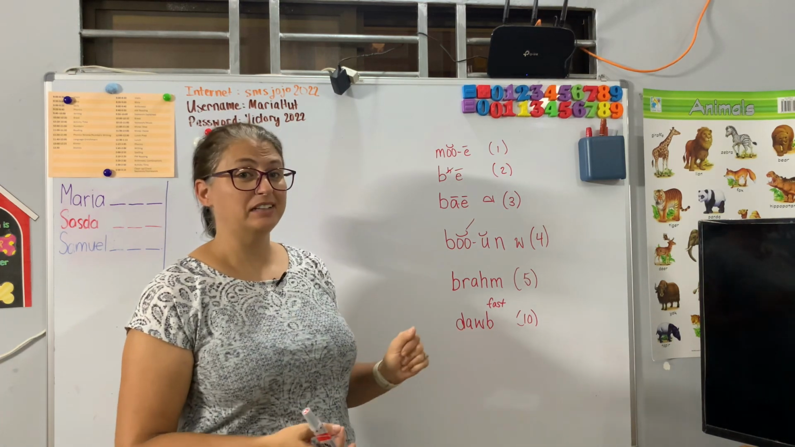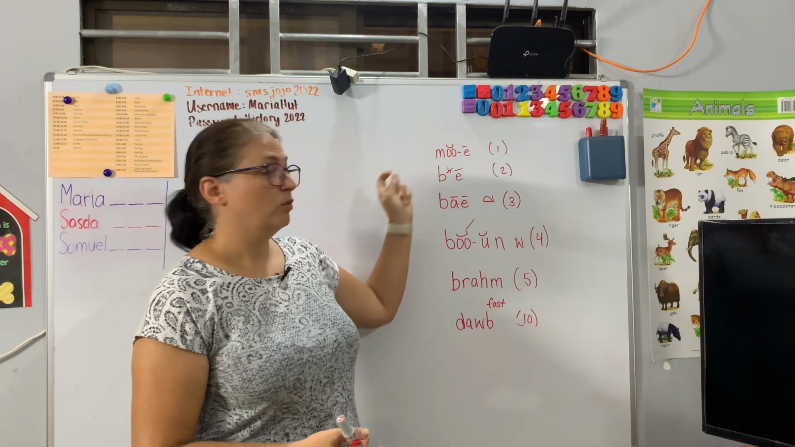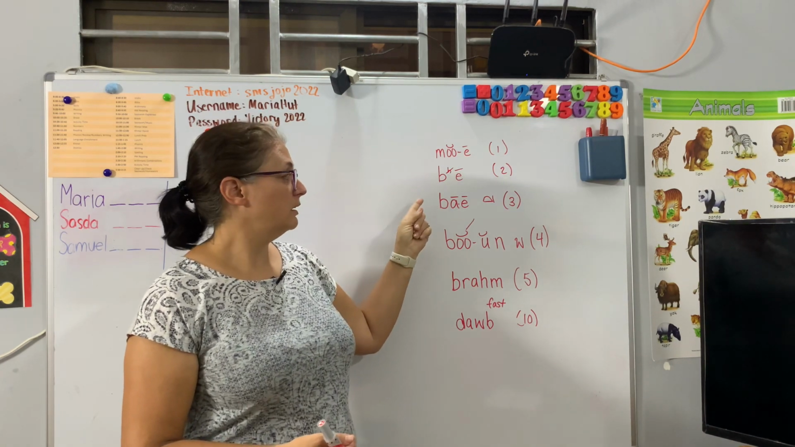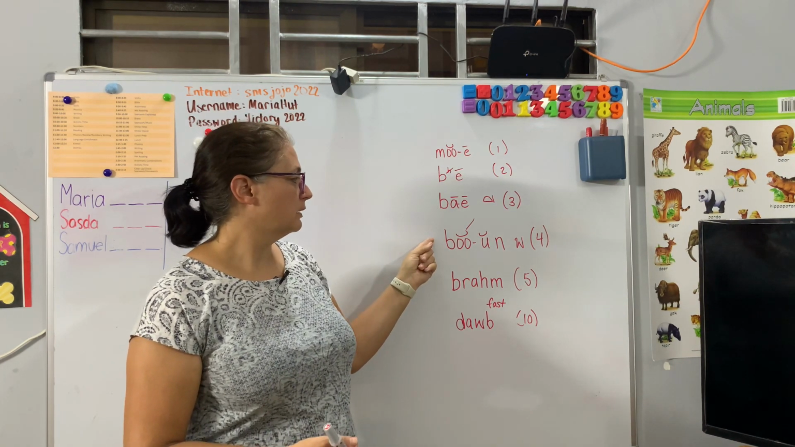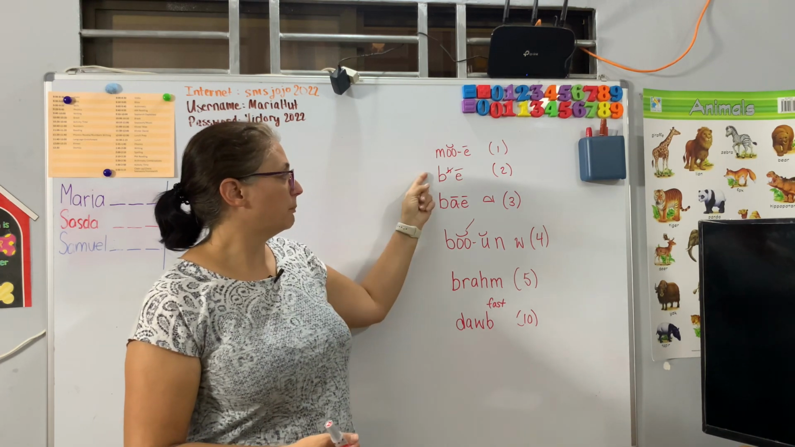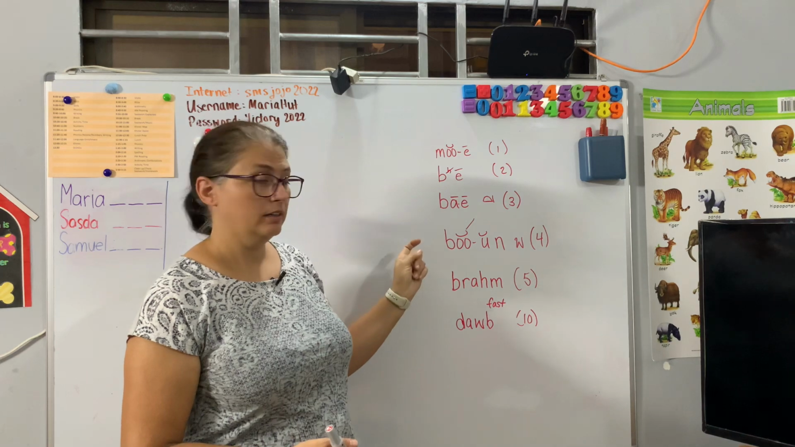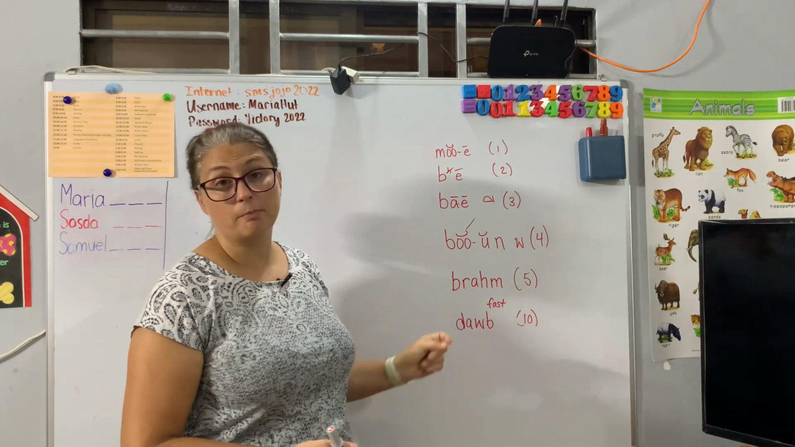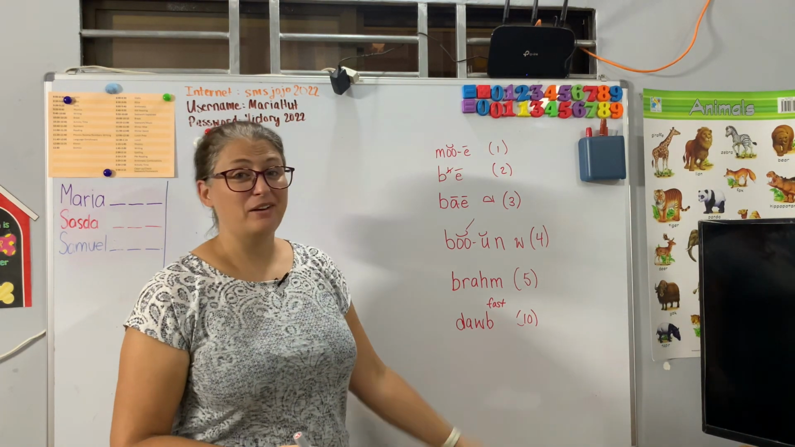So once again, let's count to 10. Mui, pi, bay, buon, pram, pramui, prampi, prambay, prambuon, dot. Okay, and then you have it really easy from there.